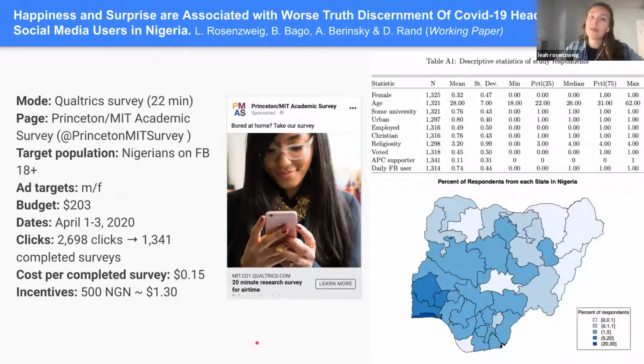And here we got about 15 cents per survey, and we were paying a good price. I think this is the most I've paid for about a 20-minute survey. So it filled quite quickly. This took 2 days to get over 1,000 respondents.